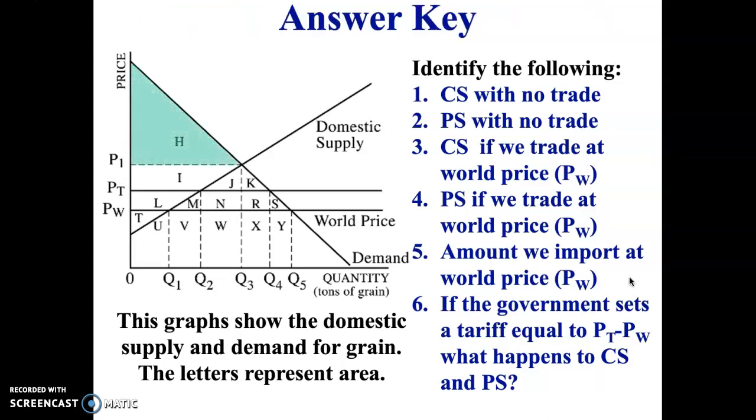Consumer surplus with no trade is right there, and producer surplus with no trade is right there. This should hopefully be simple and obvious. Unit 2 concepts, producer and consumer surplus. Consumer surplus, if we trade at the world price, is this area. And you can see that consumer surplus has grown greatly.